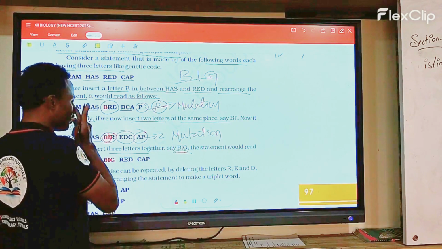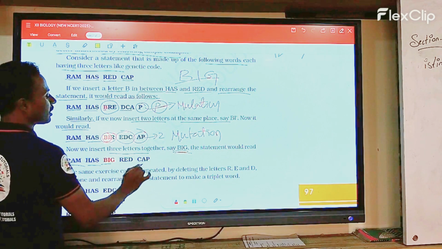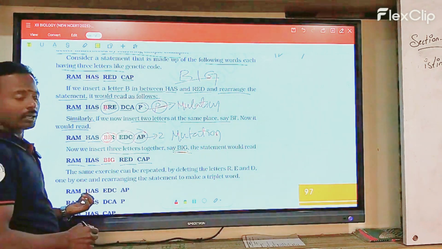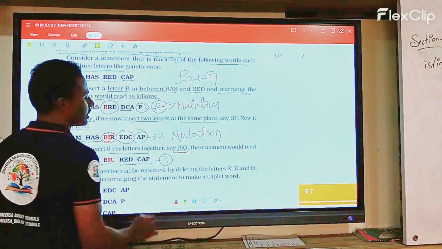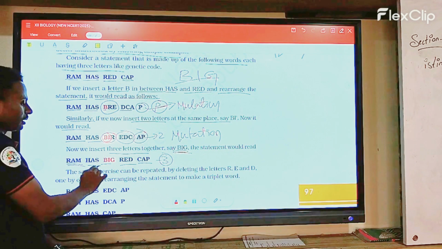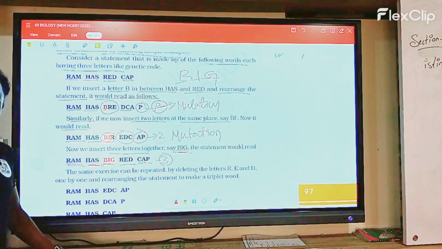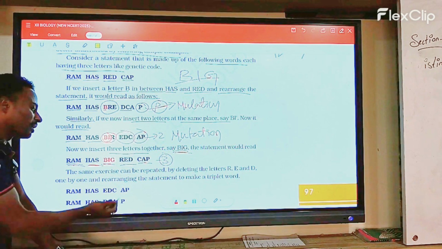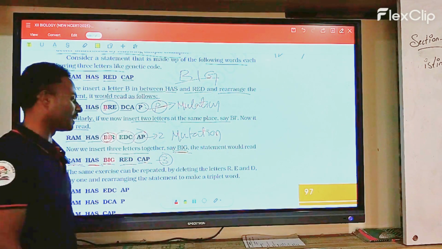Now these three letters we get, and what happened? Ram has big red cap. Here, in the same process, they have three nucleotides present. Yes? Here the three. So here, is mutation taking place? No, because here they have three codons present, so for that reason mutation does not take place.